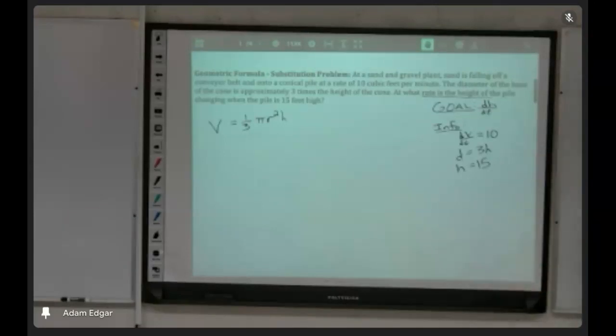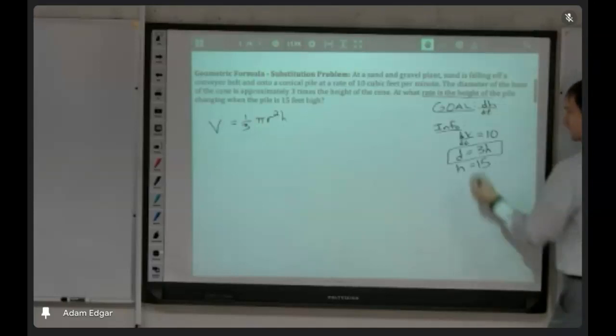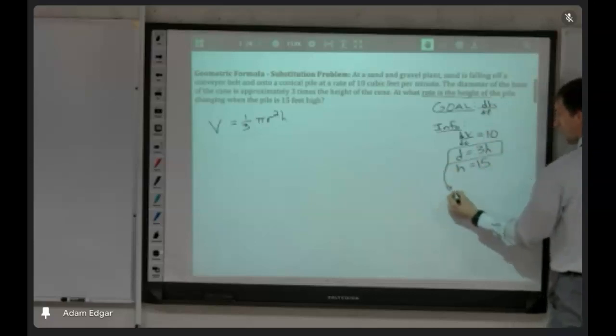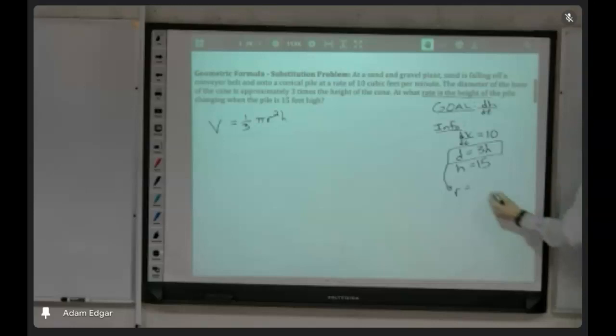Now, we've got this piece of information right here that's a relationship between the diameter and the height. Now, you look at your equation, and we don't really care about diameter, do we? We care about radius. So if the diameter is 3 times the height, then what's the radius relative to the height? Say again? 3/2, right? So radius is half of the diameter, so just take this equation, cut it in half, and you have radius equals 3/2 h. And this is going to be very important to us because it will allow us to make a substitution in our volume equation and eliminate one of our two variables on the right side.